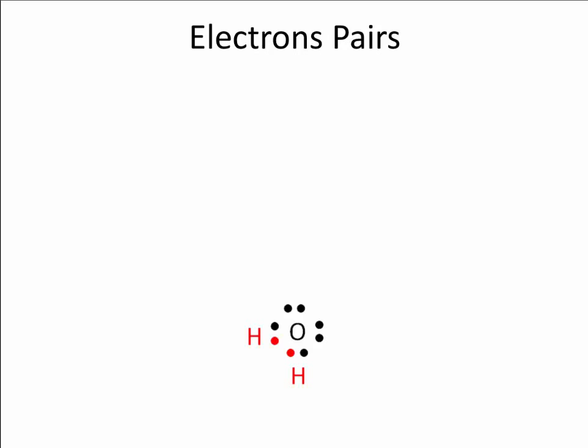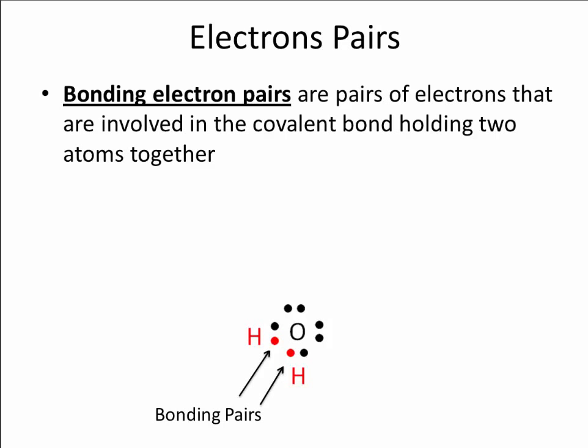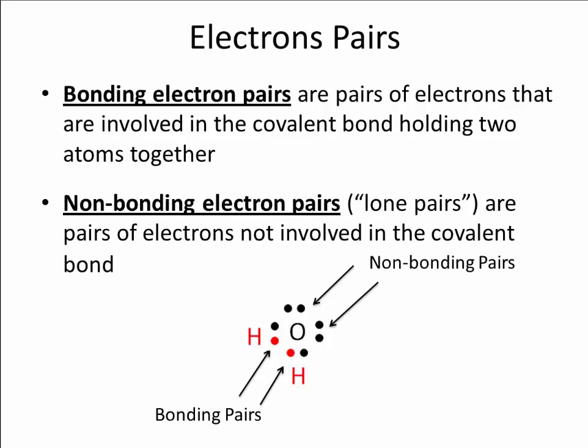Within this molecule, there are 2 different types of electron pairs. The first are bonding pairs. The bonding electron pairs are pairs of electrons that are involved in the covalent bond holding 2 atoms together. So these are pairs of electrons found between the oxygen and the hydrogen that are being shared and ultimately forming the covalent bond. The other kind of electron pairs are the non-bonding pairs.